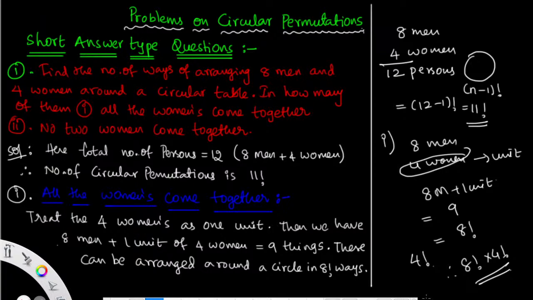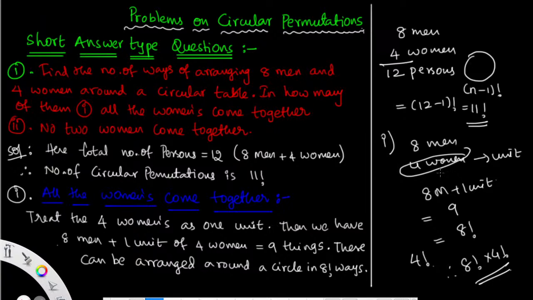Always the same concept, same method of problems. If it says make a bundle, then the remaining persons plus 1 unit in total can be arranged not in a linear form but in the circular way. Circular way means n minus 1 factorial, so don't write 9 factorial. If it is linear, you can write 9 factorial. It is circular, so you write 8 factorial. And the 4 women need not be in the same order.